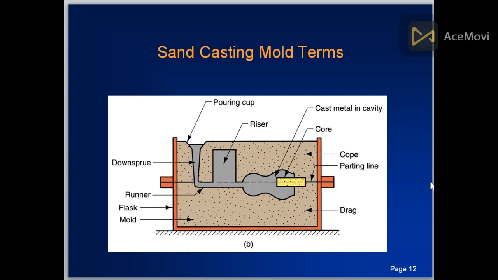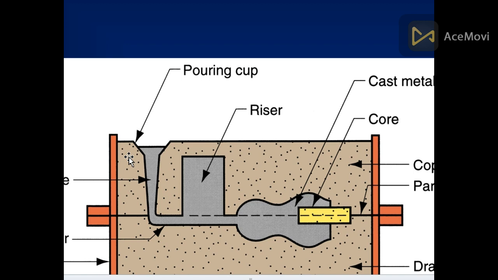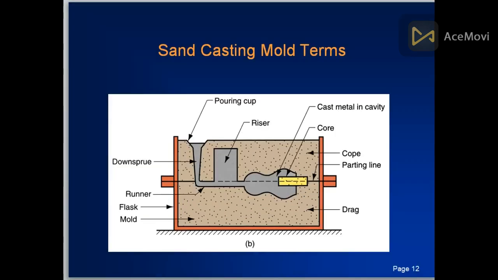Sand casting mold terms. There are some terminologies we will discuss in the next slide in detail, but I will tell you this is a downsprue. This is basically the pouring cup. This is the runner. This is the riser. This is basically the cast metal in the cavity, that is the desired part. This is the cope, this is the drag, this is the parting line, and this is the core. So now we move on to the next slide.